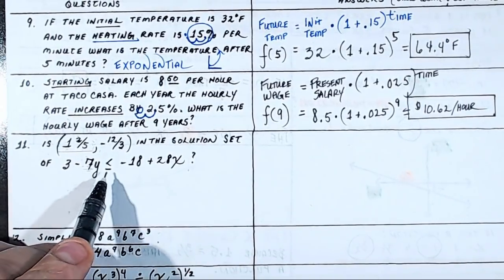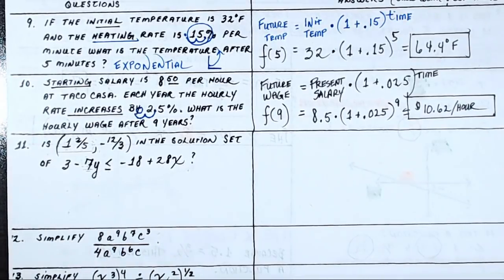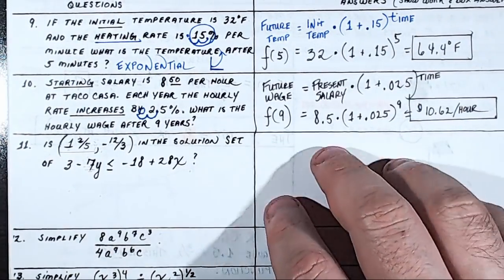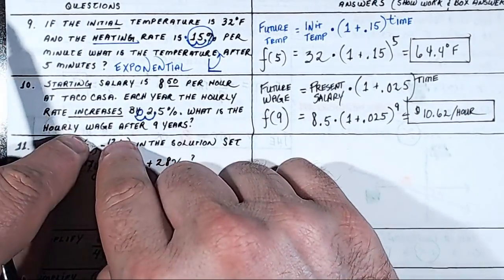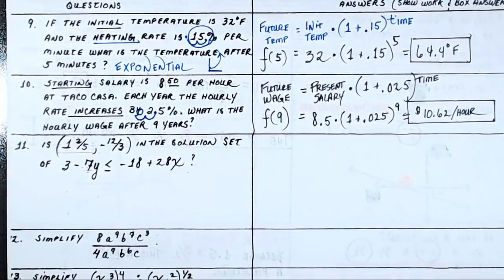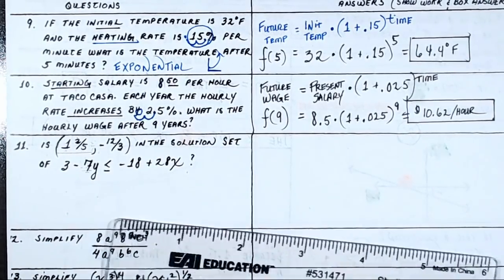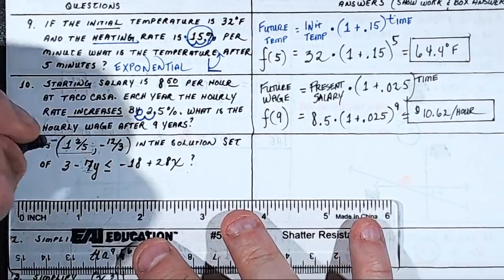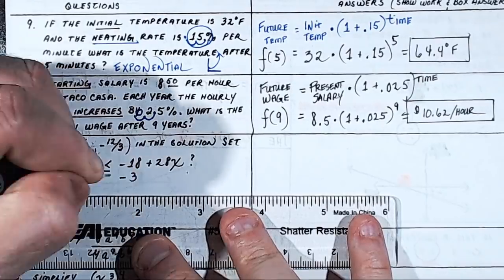So this is a linear inequality because I'm looking right there at that inequality symbol. The first thing I need to do is get y by itself, and then I'll sketch a graph, shade it correctly, and plot this point to see if it's in the shaded region. That's the solution set. So what I want to do is get y by itself. I'll subtract 3 from both sides.